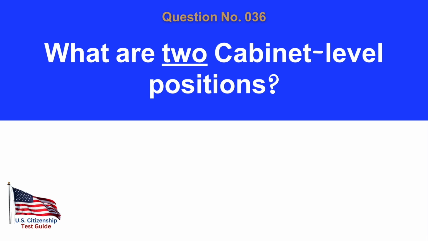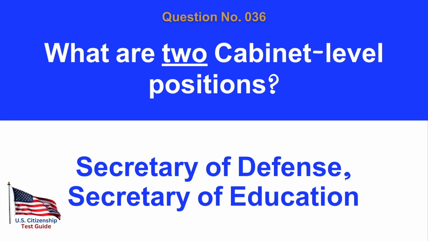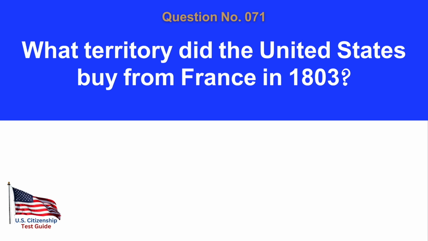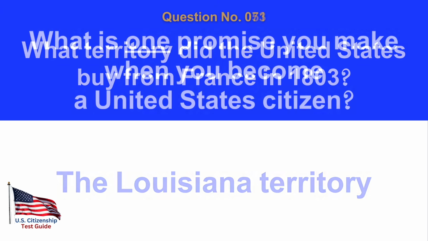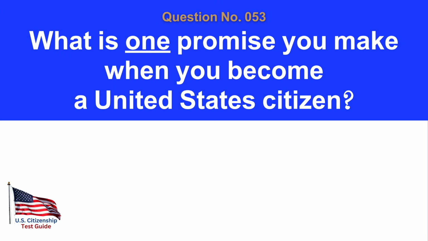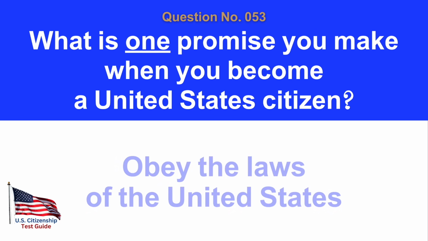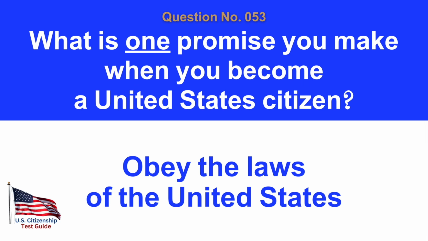What are two cabinet-level positions? Secretary of Defense, Secretary of Education. What territory did the United States buy from France in 1803? The Louisiana Territory. What is one promise you make when you become a United States citizen? Obey the laws of the United States.